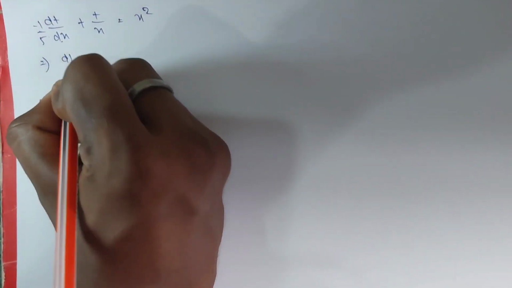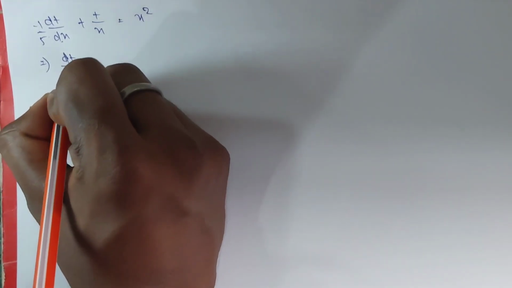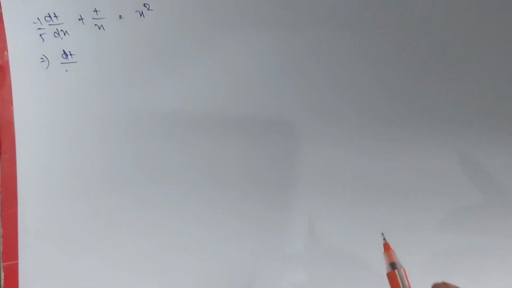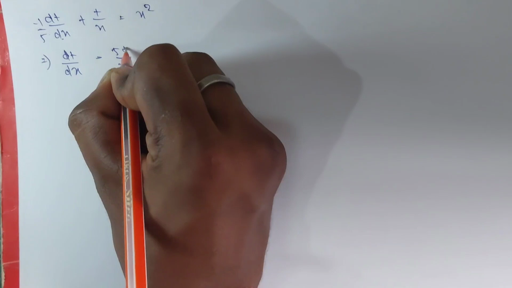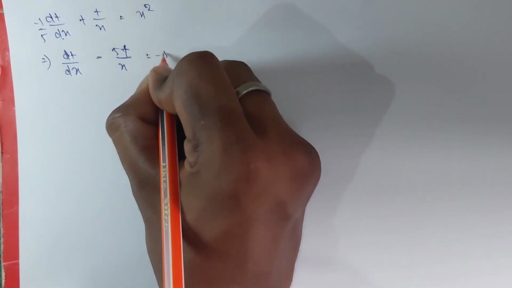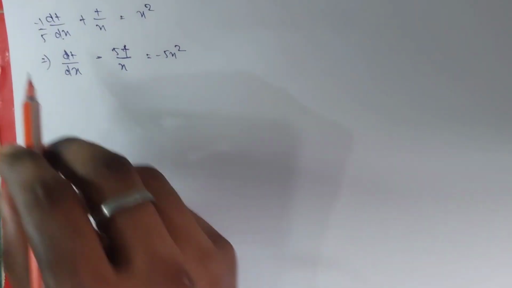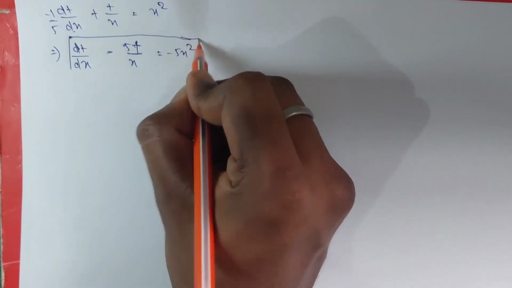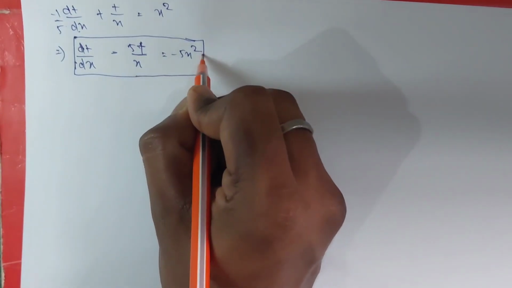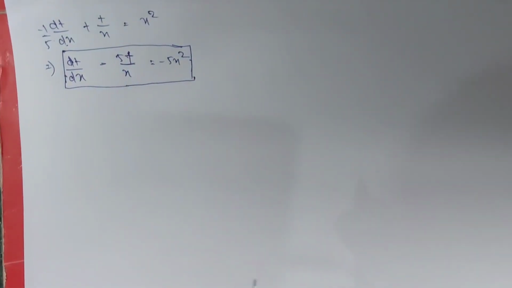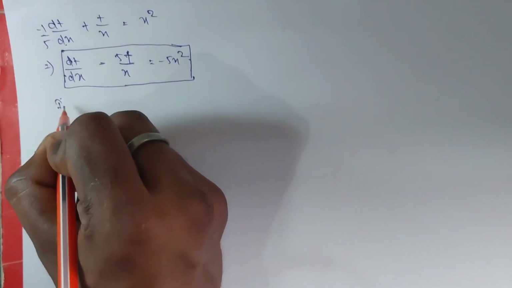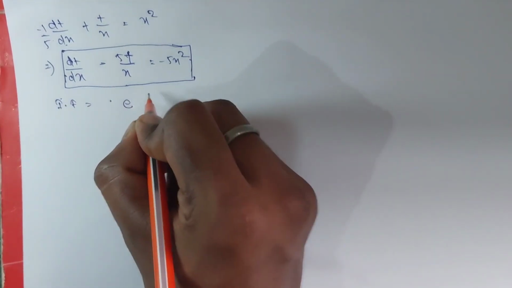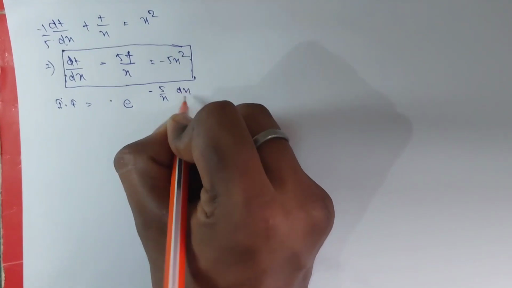Taking the constant to the x square side, it becomes dt/dx minus 5t/x equals minus 5x square. Now this equation is in the form of a linear differential equation, as here t contains the power 1, so it is a linear differential equation and we can solve it easily by taking the integrating factor. The integrating factor equals e to the power integral of minus 5/x dx.